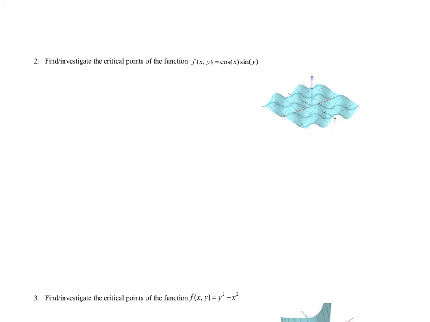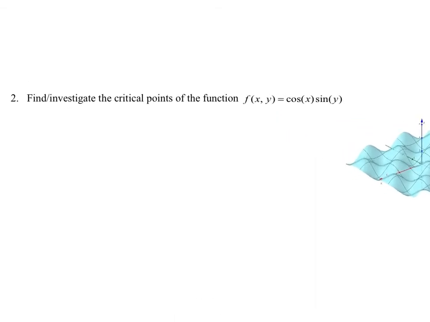So I'll do one with trig, and I'll leave one for you to try. So find and investigate the critical points. Right, so this is what I was alluding to before, where I was saying sometimes your partials will be in terms of both x and y. All right, so f sub x: hang on to the sine of y as a coefficient, and then take the derivative of the cosine of x, which would be negative sine of x.